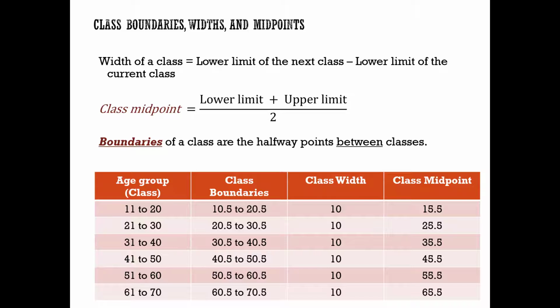What are the boundaries of the class? Well, remember, we go halfway. Well, halfway is going to be 0.5. So for my first class, the limits are 11 to 20. So the boundaries would be 10.5 to 20.5. And those are the boundaries. They're halfway between the classes.